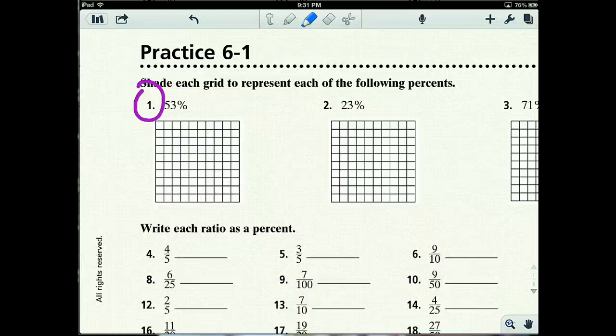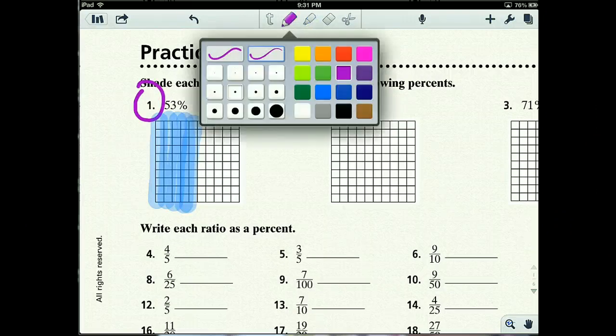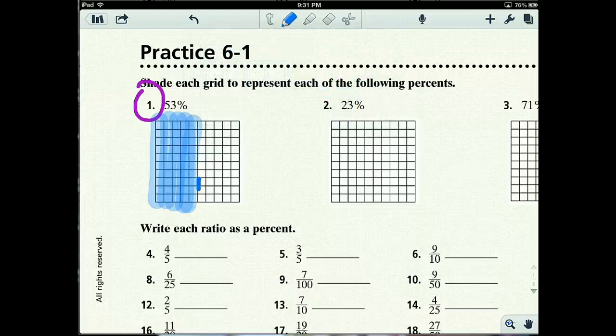If you shaded in 53%, you should have shaded in 1, 2, 3, 4, 5 of these 10 by 10 columns. So I have 5 shaded in, and then 3 more. And I'm going to do it with this so you guys can see it better. So it's going to be 3 of these shaded in. So all of this is shaded in, and that represents 53%.